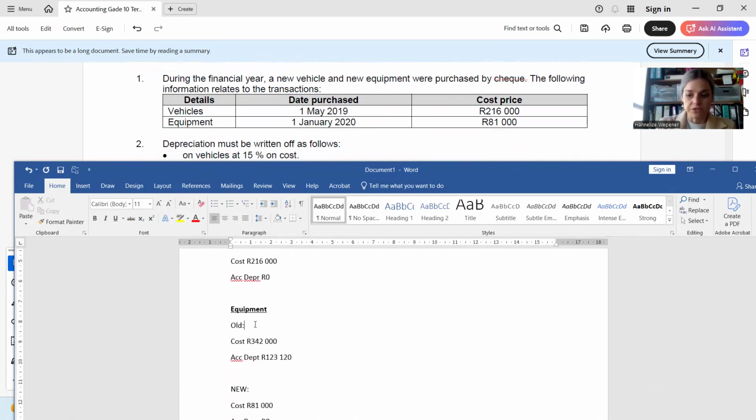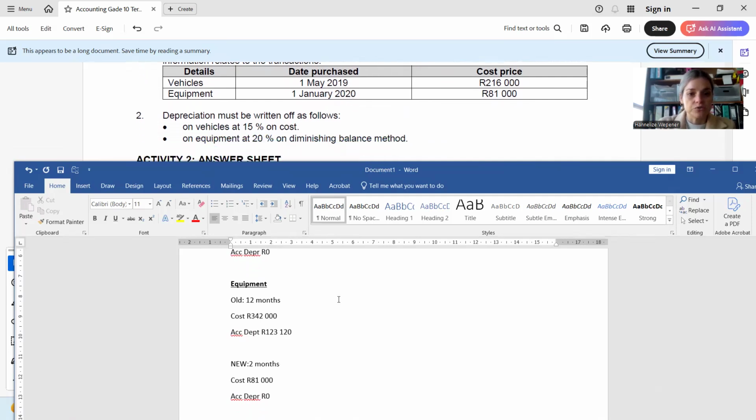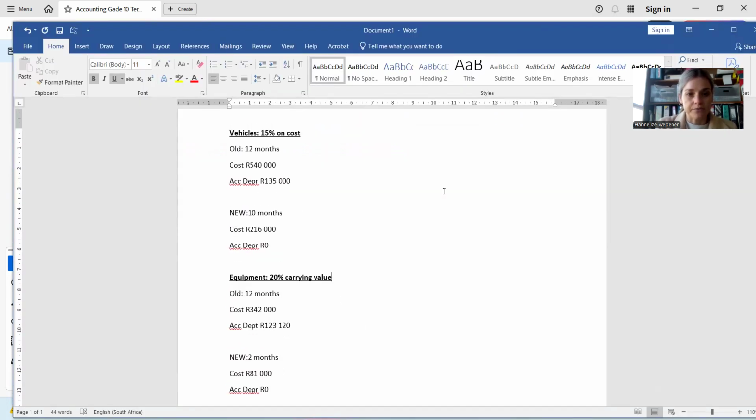Same thing with your old equipment. You've owned it since day one up until year end, therefore 12 months. The new one you only purchased on the 1st of Jan, so you only had it for Jan and Feb, so for 2 months. Then depreciation is written off on vehicles using the straight line method, so 15% on cost. And then for my equipment, it is 20% using the carrying value because they said that this is on the diminishing balance. Right, so now I have all my information.